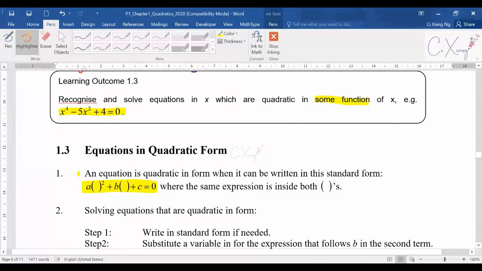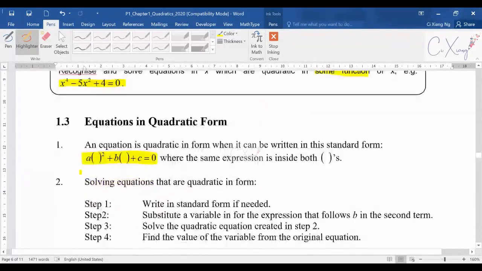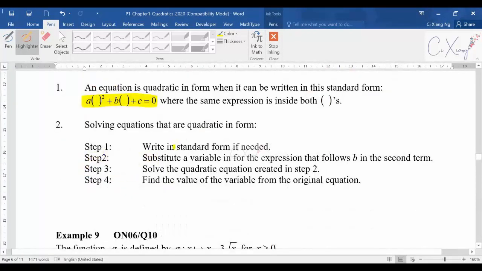To solve this kind of question, first you need to write it in the standard form of a quadratic, and then substitute a variable for the brackets that we have. Then you solve the quadratic equation and find the answer for the original variable. The steps look very complicated, so I will show you an easier method now. Let's have a look at example 9.